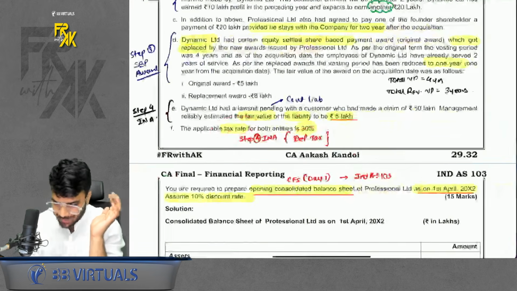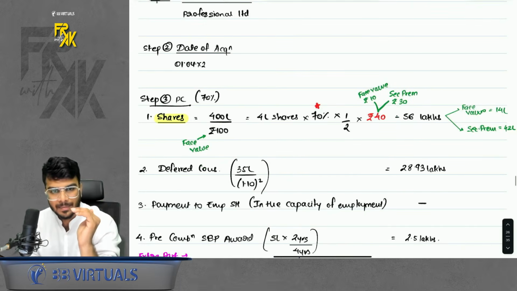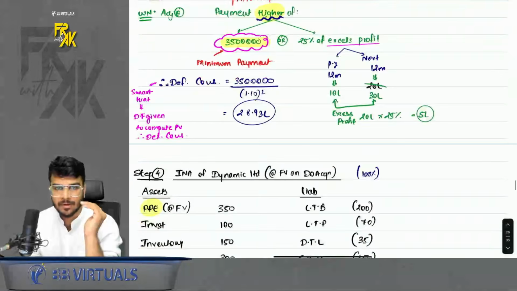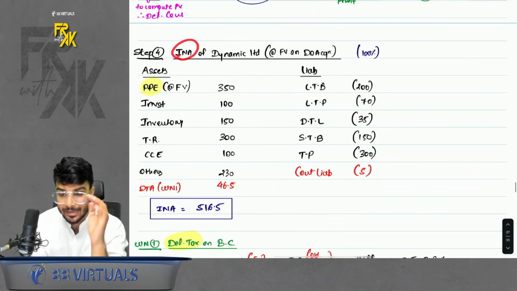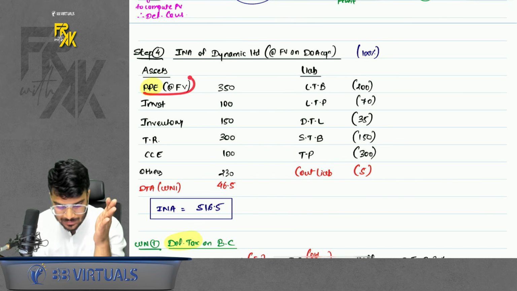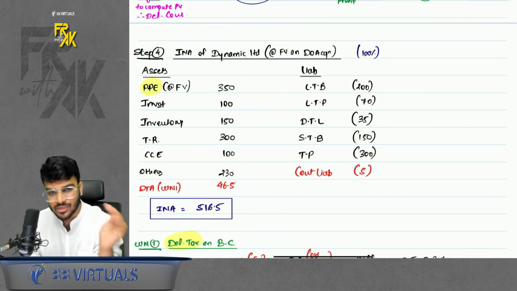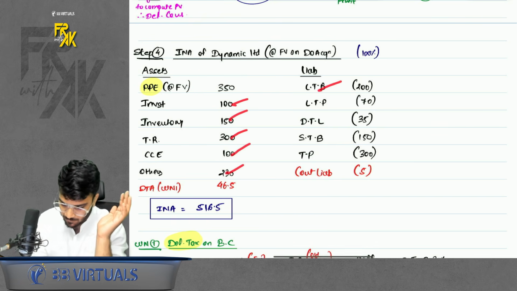What is required? CFS is required. We will do it, don't worry. How will I solve it now? Step number 3, PC, is done. Then I will take step number 4, INA. Whose INA? The subsidiary's INA. Take over at fair value. So the assets for which fair value is given, take at fair value. The assets and liabilities for which nothing is mentioned, take at carrying amount only. Okay, we took this over.